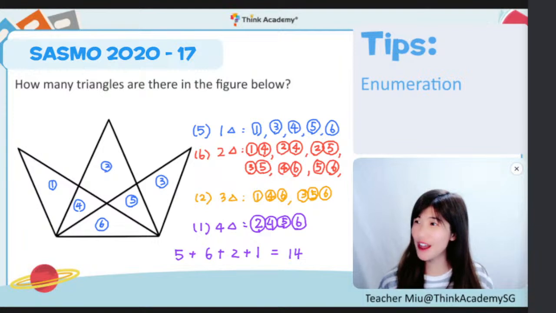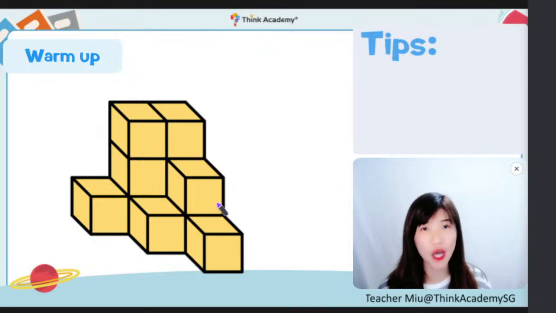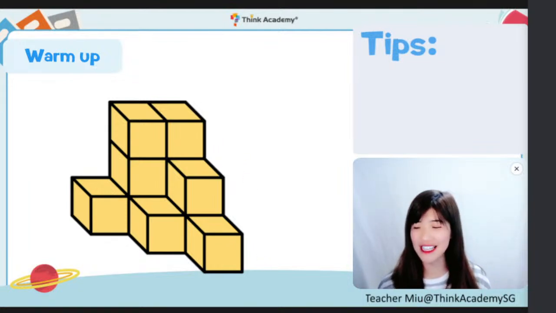All right. So after that, let's come to the one more one. It's about counting 3D shapes. For counting 3D shape, this is also a very common topic in the competition, no matter it's about SASMO or SMKC. So let's take a look at these cubes, guys. How many cubes are there? Let's count. I will just give you 30 seconds for this question.